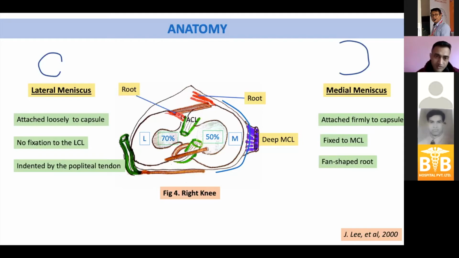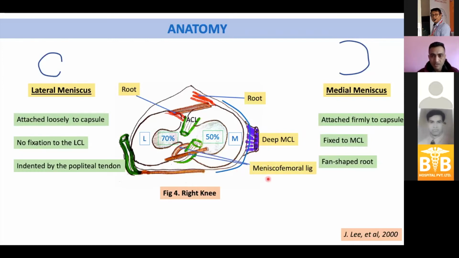And another important factor here is the anterior horn, the anterior root of the lateral meniscus. It partially blends with the ACL. So while we are making the tibial tunnel for the ACL, we don't want to violate the root of the lateral meniscus, especially the anterior root of the lateral meniscus. But when it comes to the posterior root of the lateral or the medial meniscus, we don't need to worry about violating it while we are making the PCL tunnel. There are only shiny white fibers on the medial meniscus posterior aspect, which we don't need to worry about.